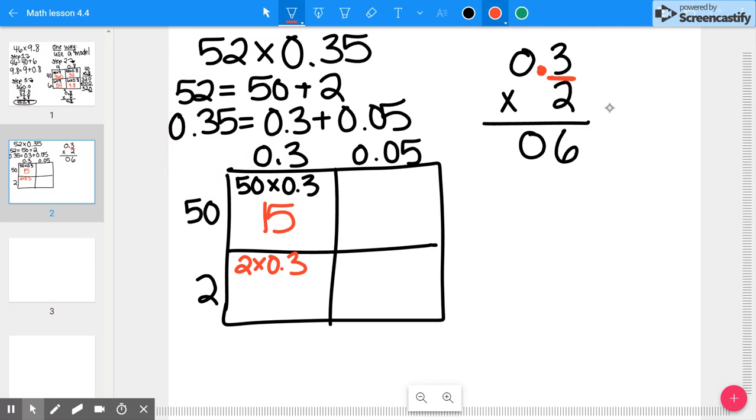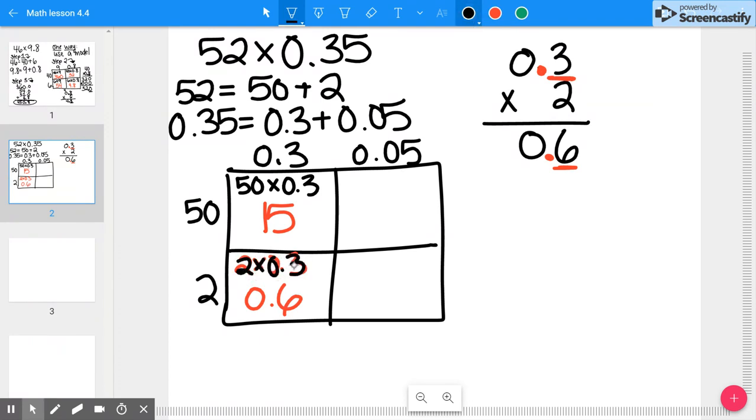So I look to my next factor, and it's a whole number. I don't see any decimal points, and I don't see any numbers behind the decimal point. So my answer must have one place value behind the decimal point. So I start with the number that's furthest to the right, I underline it, and I place my decimal point. So my answer here is going to be 6/10.